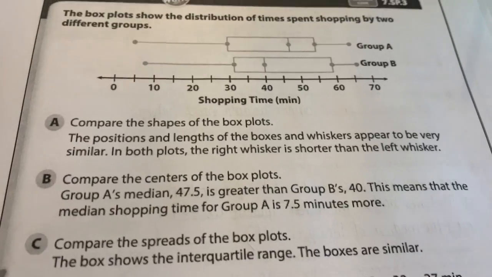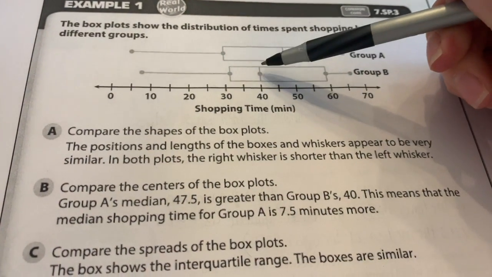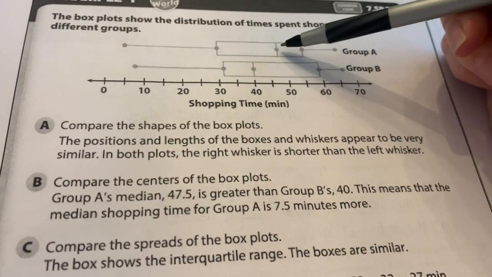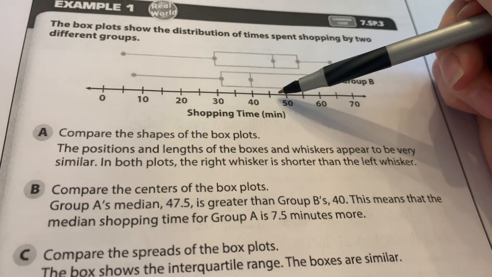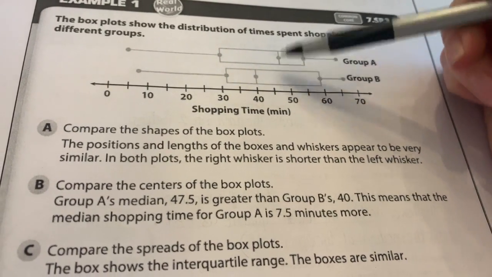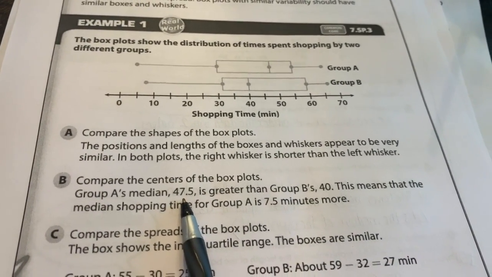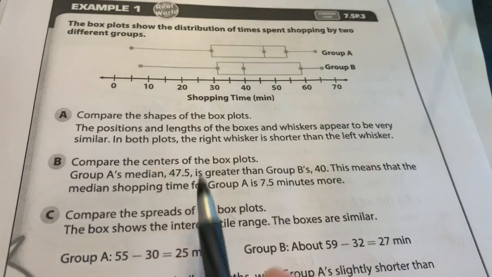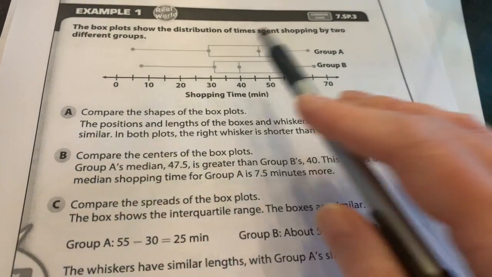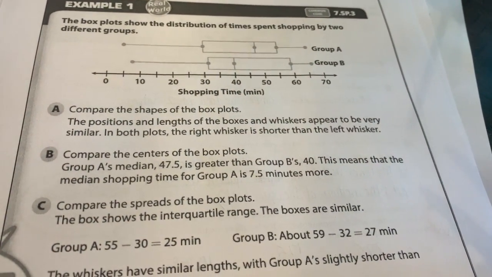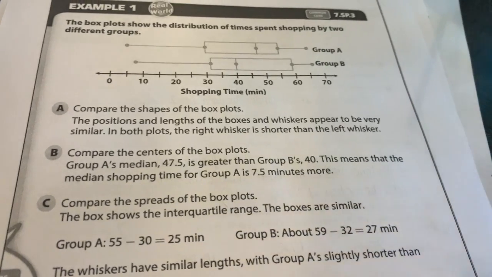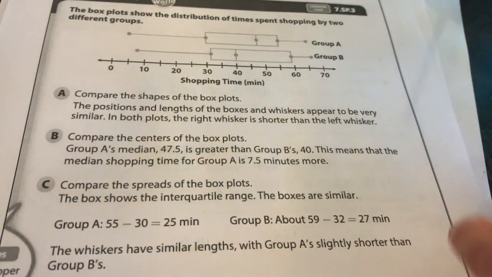If we're going to compare the centers, so the center is 40 for group B, and for group A, it's a little bit more than 45. So they're telling us it's 47.5. I don't know how we could get that from there, but anyway, so it just means that group A's median was a little bit longer than group B. So group A spent a little bit longer shopping.